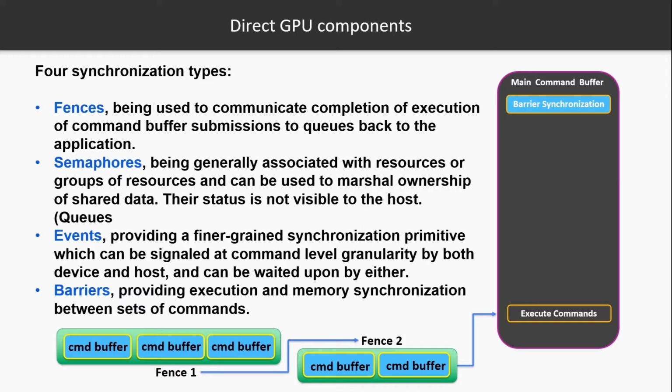Semaphores being generally associated with resources or group of resources and can be used to marshal ownership of shared data. Their status is not visible to the CPU and only visible by GPU. Events providing a synchronization both on GPU and CPU and can be waited upon by either. Barriers providing execution and memory synchronization between sets of command buffers and only visible to GPU.